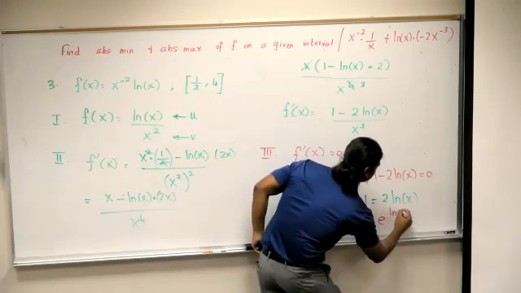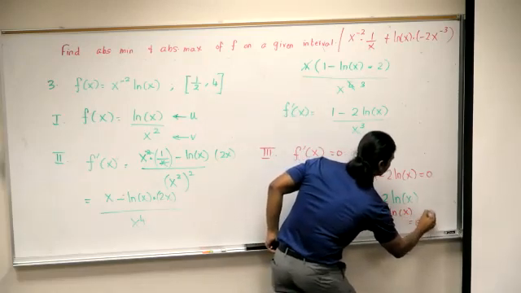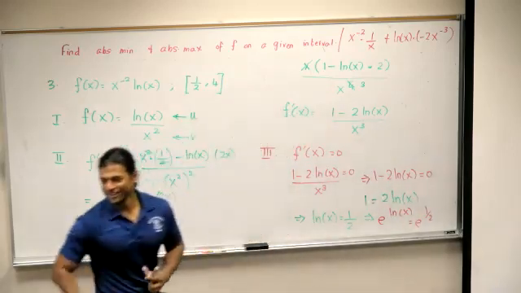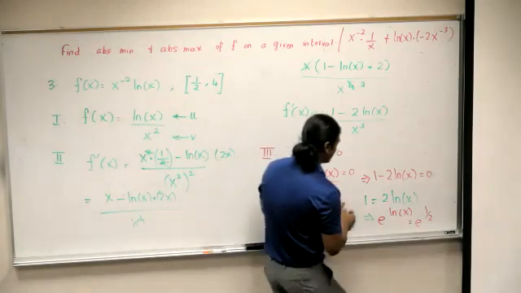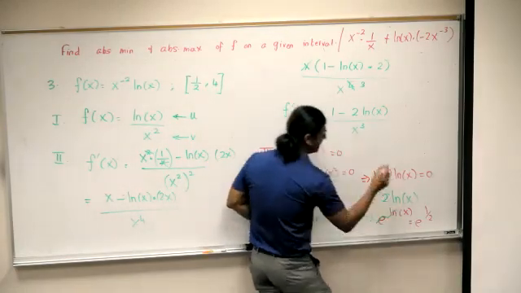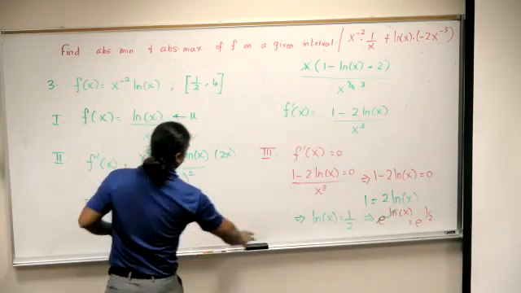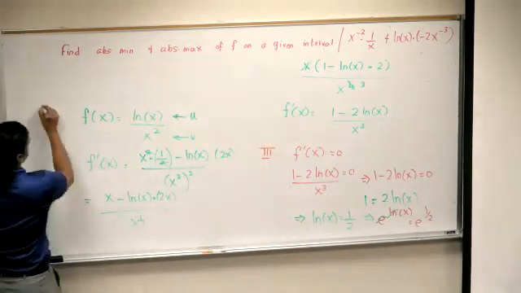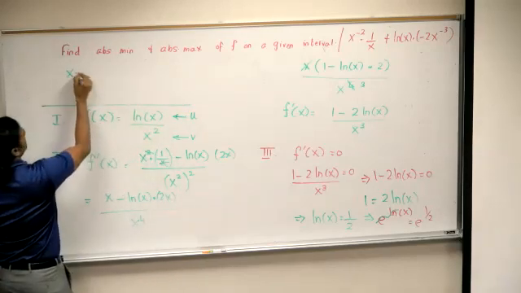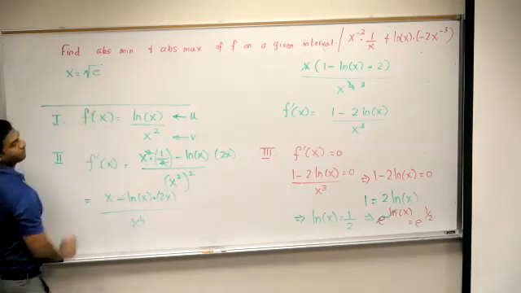Natural logarithmic equation. We solve a logarithmic equation by doing what? Exponentiate. E raised to ln of x is equal to e raised to 1/2. The e and the ln get cancelled.